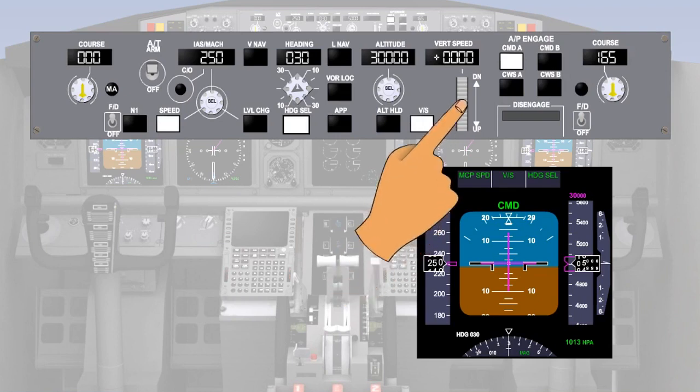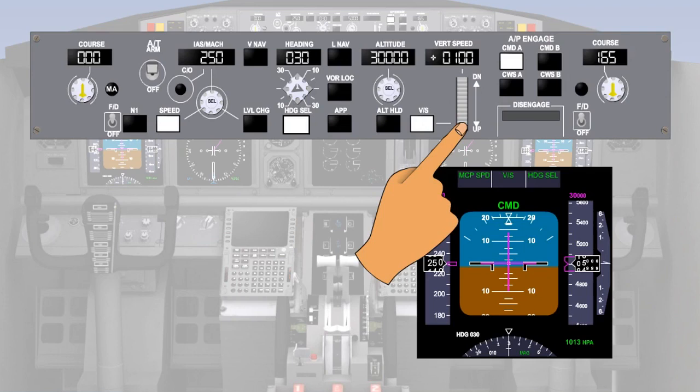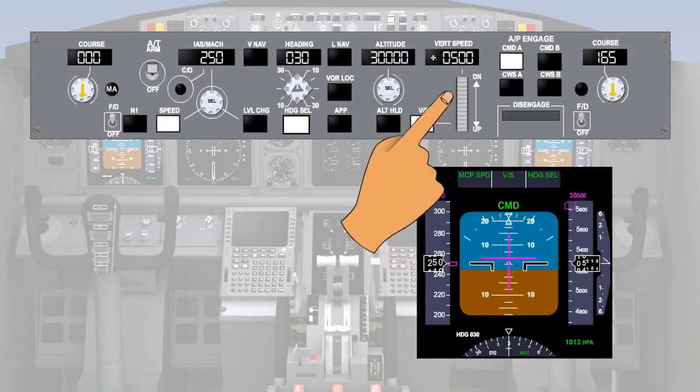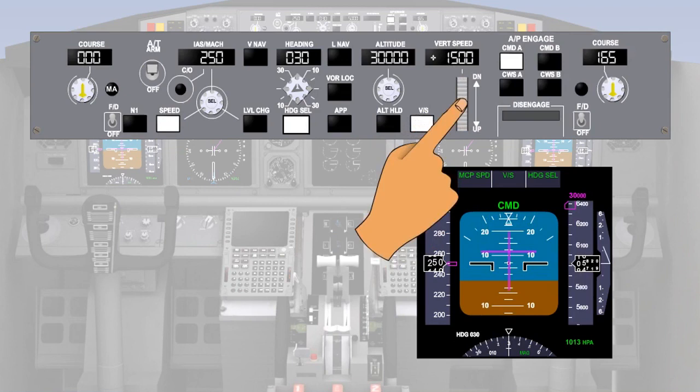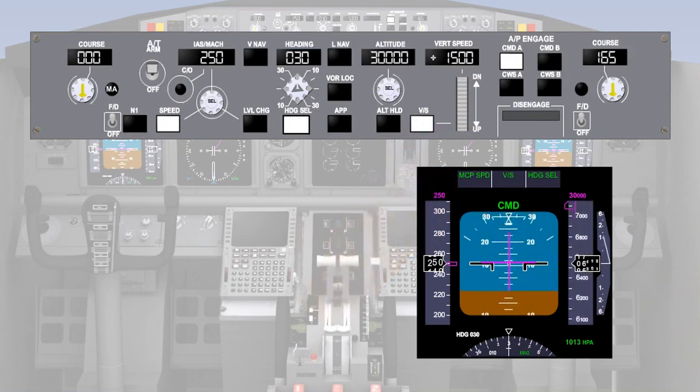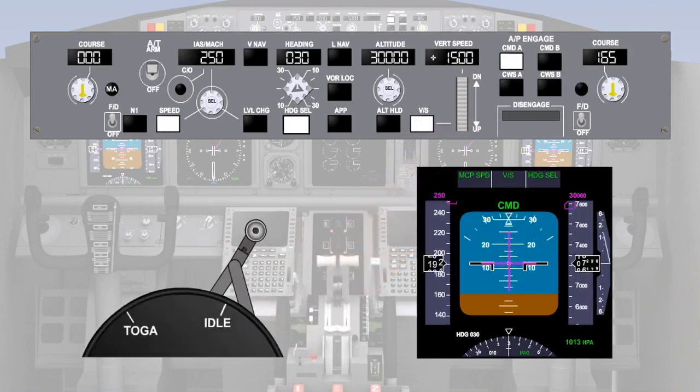The thumb wheel can now be rotated to select the required vertical speed. Our target today is plus 1500 feet per minute. As soon as the thumb wheel is moved away from 0, the aircraft will pitch up to achieve the selected vertical speed. At the same time, the autothrottle will move the throttles forward to maintain the target speed of 250 knots. The aircraft will maintain 1500 feet per minute rate of climb at 250 knots.